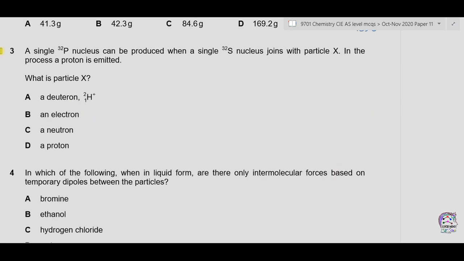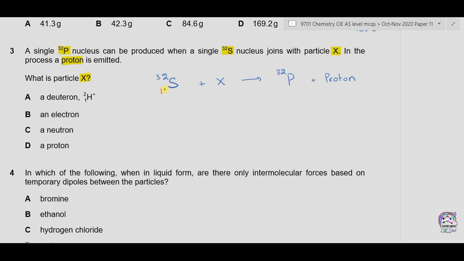Question 3. A single P-32 nucleus can be produced when a single S-32 nucleus joins with particle X. In the process, a proton is emitted. What is particle X? Let's write the equation for this reaction. We have sulfur 32 along with X, and it forms phosphorus 32 along with the proton.